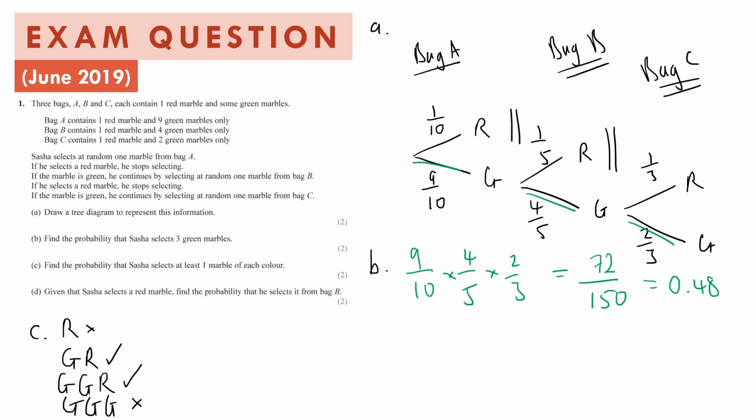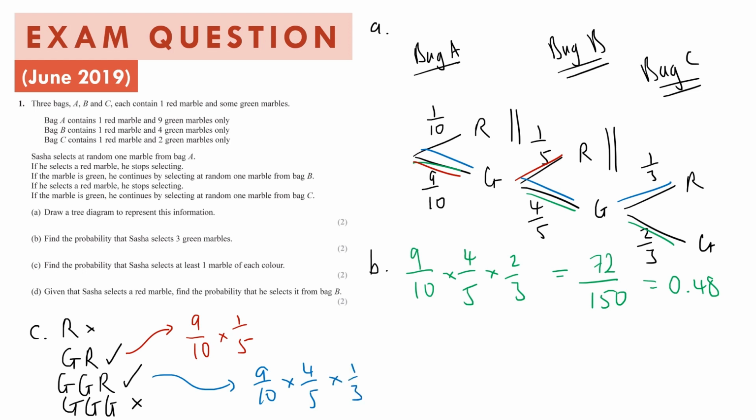So we're looking for the probability of GR, and GGR. So this probability here, following these branches, we have 9/10 times a fifth. And then for the other route, GGR, we have 9/10 times 4/5 times a third. And adding these two together, we get 21 over 50, which is equal to 0.42.